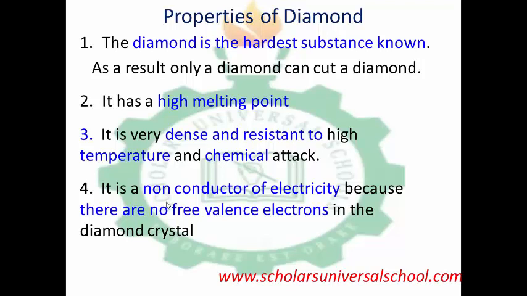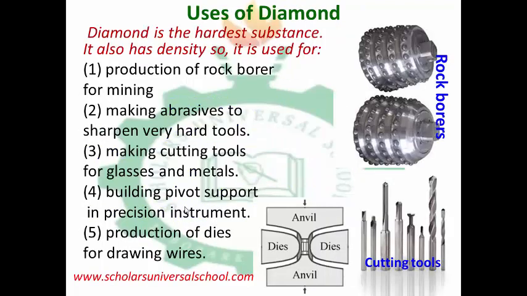You know that flow of current is a result of flow of electrons in a solid. If there's no flow of electrons, there cannot be electricity generation, and that is why diamond cannot effect a flow of electricity. Just as it is the hardest substance, because of that fact, it is put to various uses that require very hard materials.